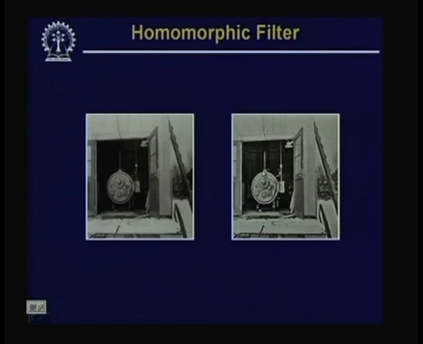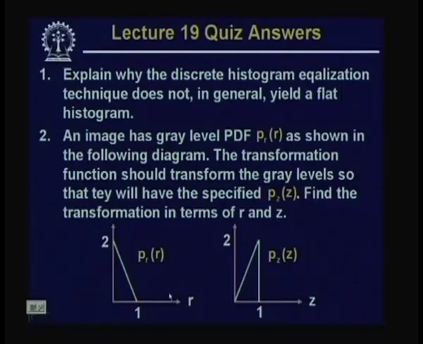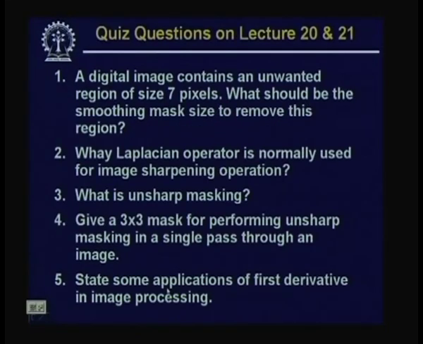So, using such homomorphic filtering, we can even go for this kind of enhancement where the contribution due to illumination will be reduced. So, even in the dark areas we can take out the details. So, with this we come to an end to our discussion on image enhancements. Now, let us go to some questions of our today's lecture.